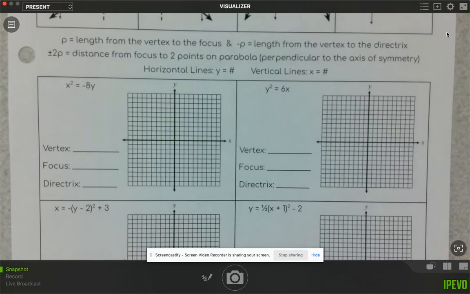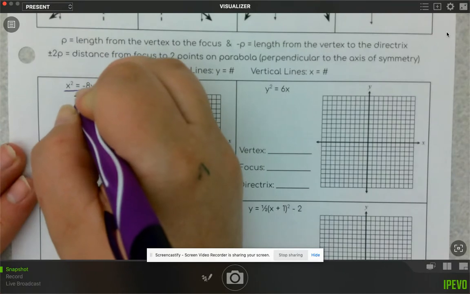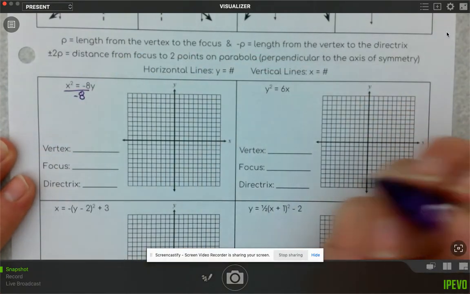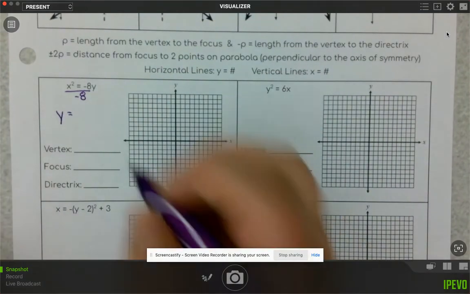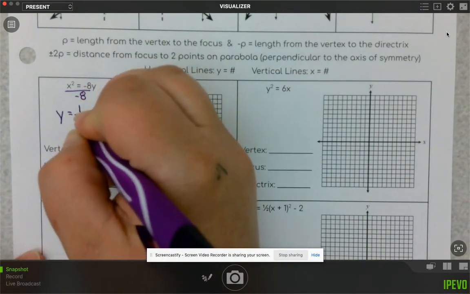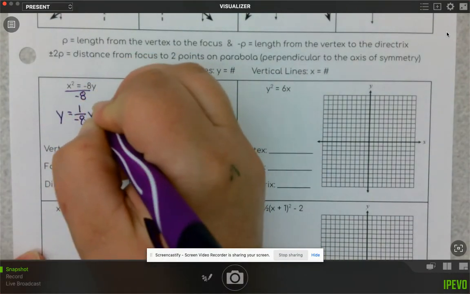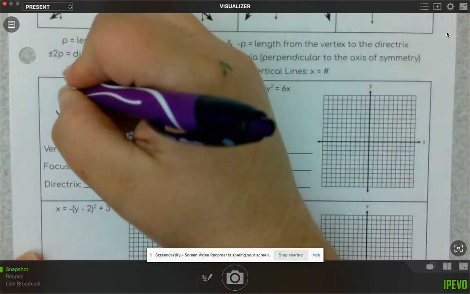So first things first, since this equation doesn't have y by itself, we have to divide by -8. And what that means is that this is just going to become y all by itself. And then I'm going to actually write this as 1 over -8 x squared. Because that x squared technically already had a 1 in front.